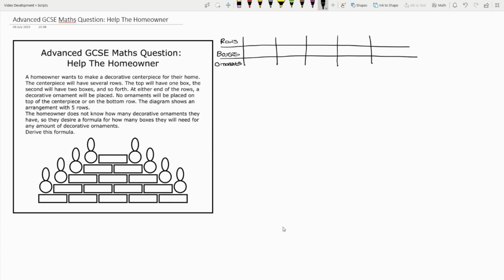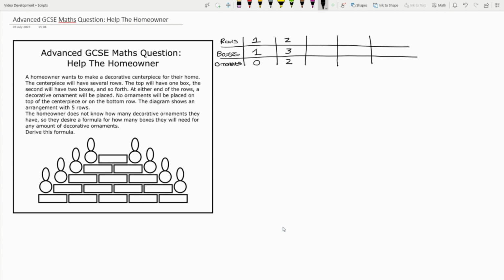So what we're going to do is create several of these centerpieces with different amounts of rows. Now, if the centerpiece only had one row, we'd only have one box. But because the ornaments can't be on the bottom row, that means if the centerpiece only has one box, we don't have any ornaments. But if we have 2 rows, we'll have 3 boxes. The bottom row won't have any ornaments, but the top row will have 2 ornaments. So that means we have 2 in total.